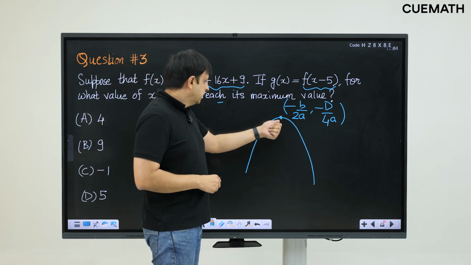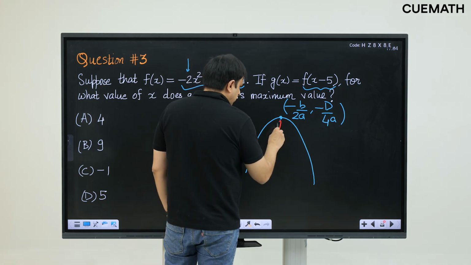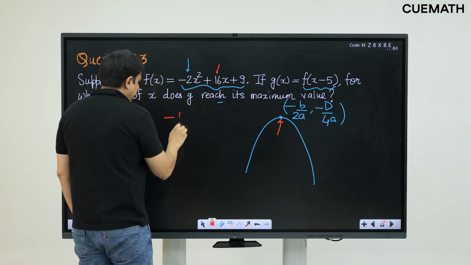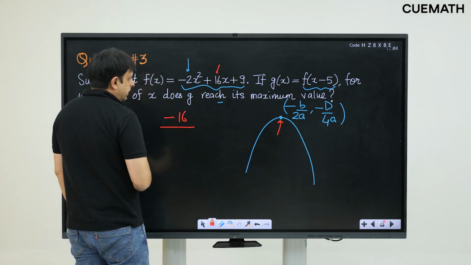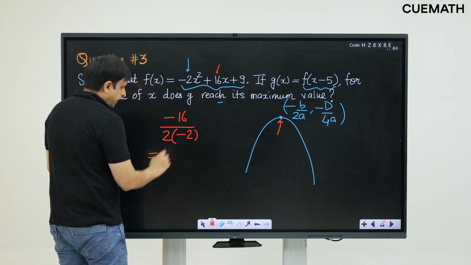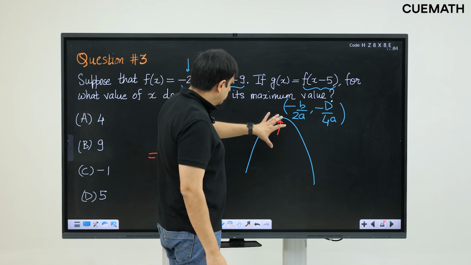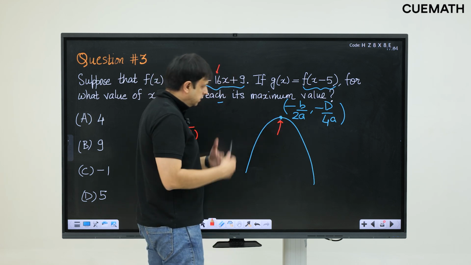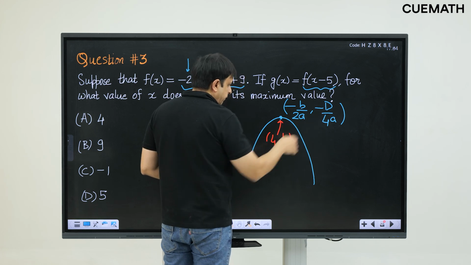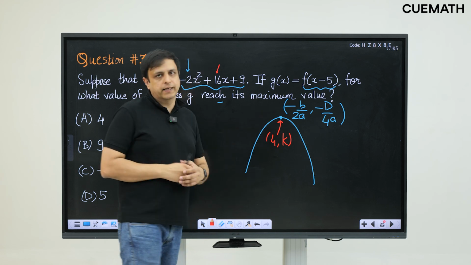So, in this case, the x coordinate of the point where the maximum is achieved will be minus b by 2a, where b is 16. So, minus 16 by 2a, and a is minus 2. So, 2 times minus 2. So, that is minus 16 by minus 4, which is equal to 4. So, the vertex of this quadratic graph is 4 comma, let us call it k, minus d by 4a I have just written as k. But the important thing to note is that the x coordinate of the vertex is 4.